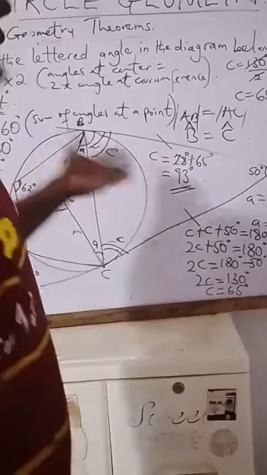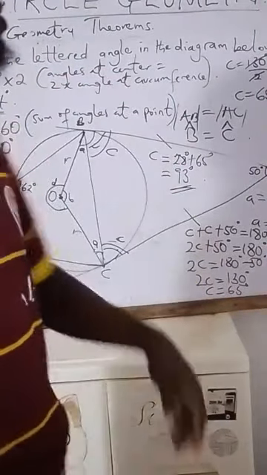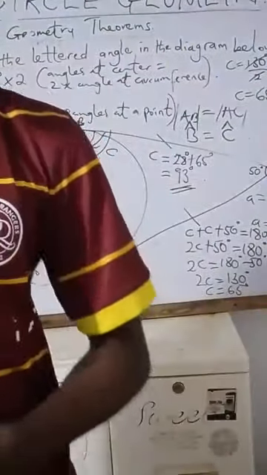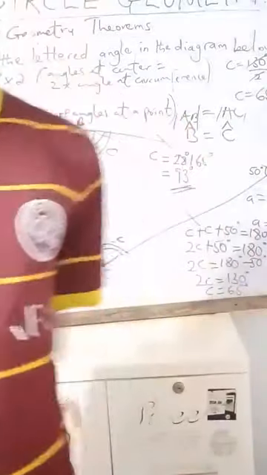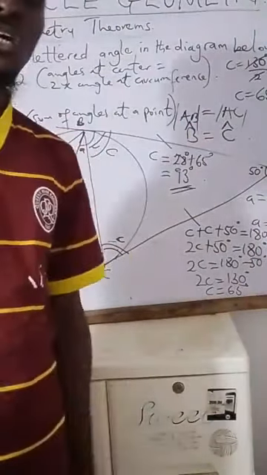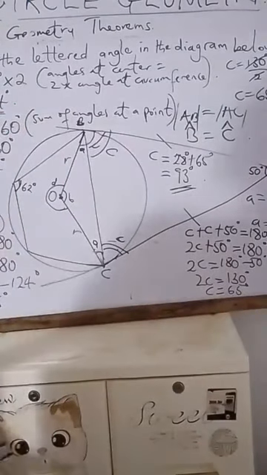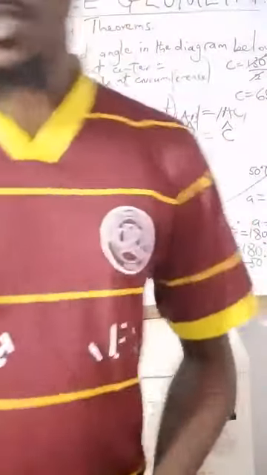Ladies and gentlemen, at this point in time, we've quite exhausted all the theorems about circle geometry. I've said it. The only success you can get in this topic is when you master the entire 7 theorems. When you know these theorems, then you'll be able to study each question and apply the theorems as they apply to each question.